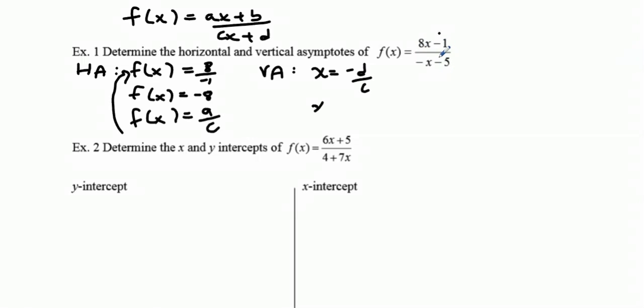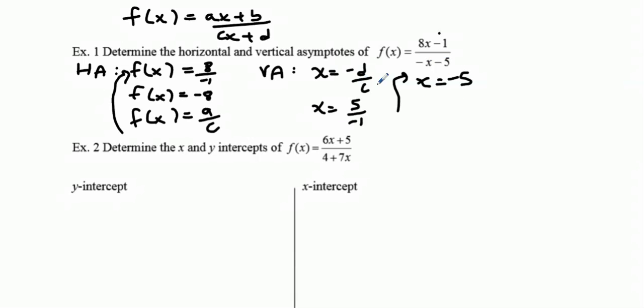So x is equal to, if this is d, because it's plus here, so we're not taking the opposite sign anymore. So if this is d, then minus d would be 5, and if this is c, then we're just going to put negative 1 here. So the vertical asymptote is x equals negative 5.